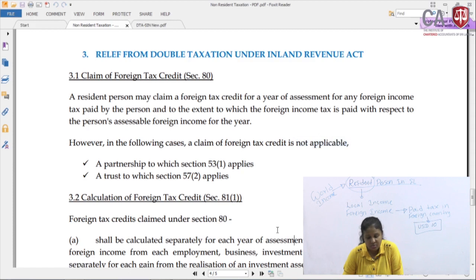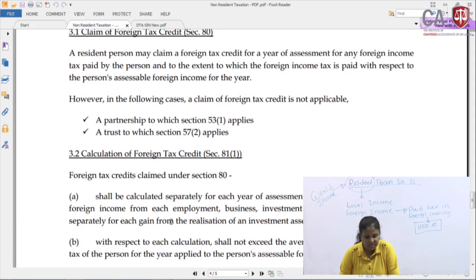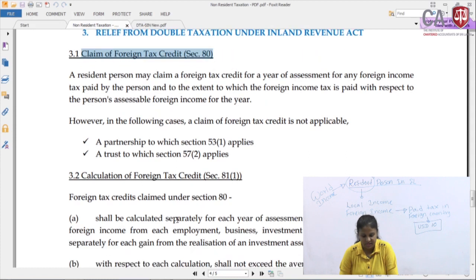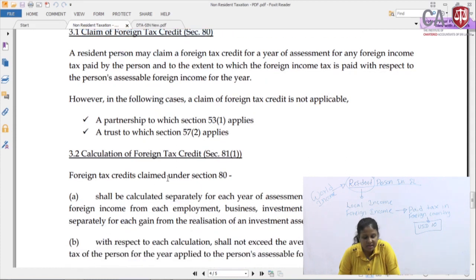Okay, now go to section 81. Section 81 gives the guidelines for the calculation of the foreign tax credit. We will come to this part; this is very, very important. In that, the foreign tax credit claimed under section 80A shall be calculated separately for each year of assessment. That's the first thing. The foreign tax credit should be calculated separately for each year of assessment.